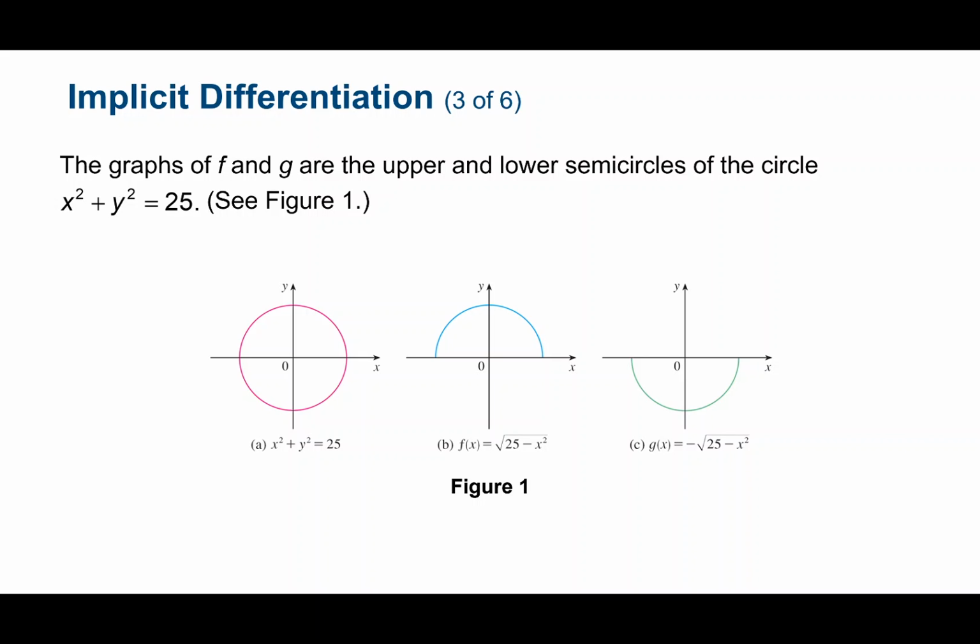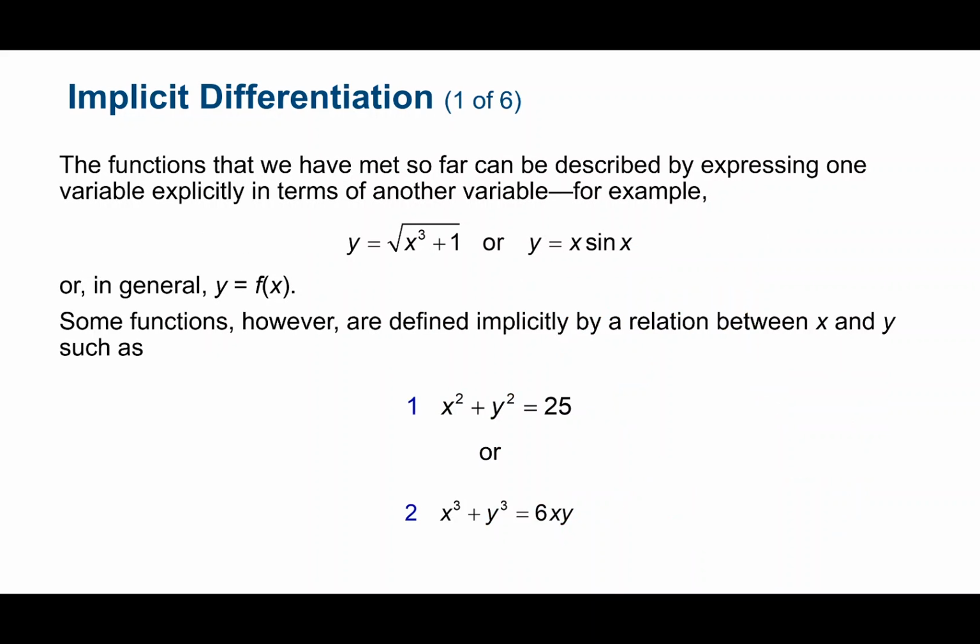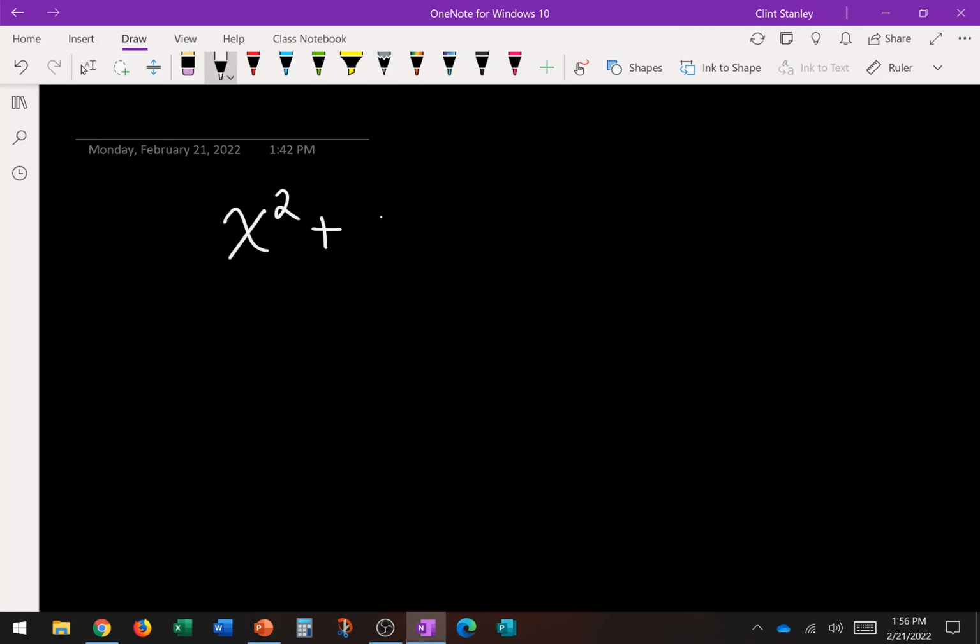Okay. But then what do we do with things like number 2, where it's not so easy to solve for y? Let me go ahead and show you that. So that one, x cubed plus y cubed equals 6xy. Let me pull it up here. So here's our equation. If, okay, there's actually, not squared, that's cubed, sorry.